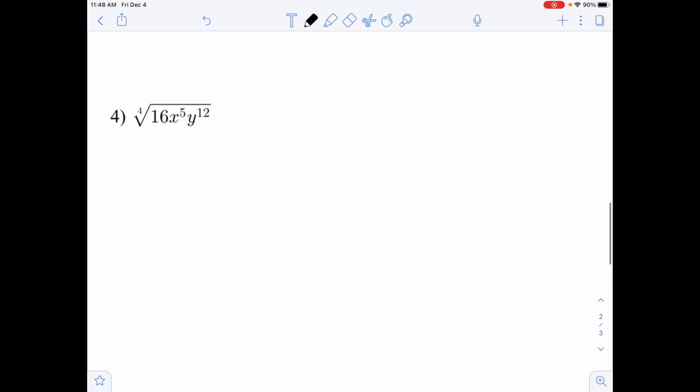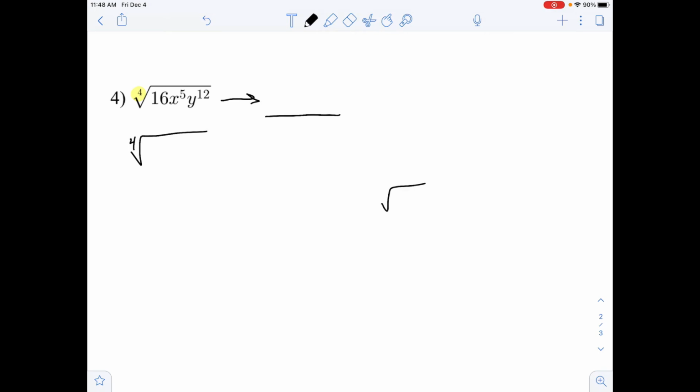So let's take a look at this one here. So now we've got the 4th root. So again, I'll just do a little highlighting there. So this is going to stay inside the 4th root, and then we're going to start with what's going to come out here. So take a look at the 4th root of 16.